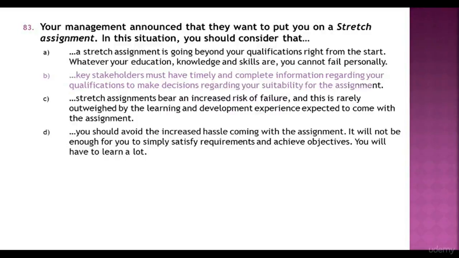Answer B is the correct choice. Key stakeholders must have timely and complete information regarding your qualifications to make decisions regarding your suitability for the assignment.